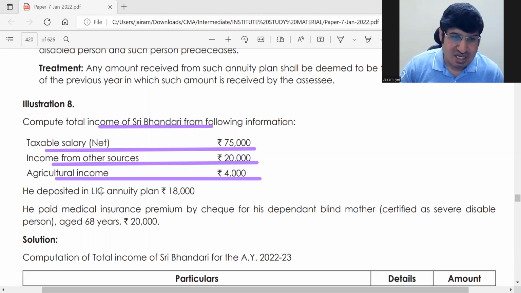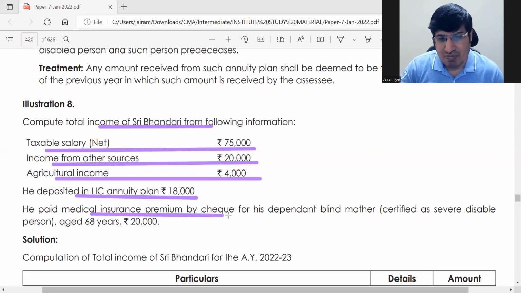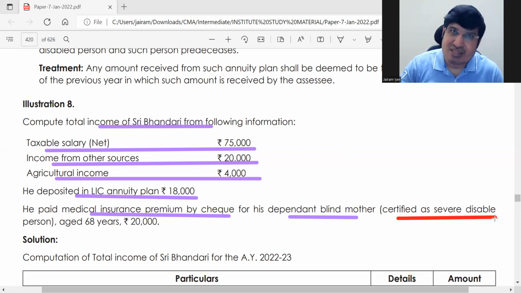Chalo, so these things are given. He deposited in an LIC annuity plan, which is 80CCC, 18,000. He paid medical insurance premium by cheque for his dependent blind mother. As it is given here, certified as severe disabled person. Like this, it will be given.